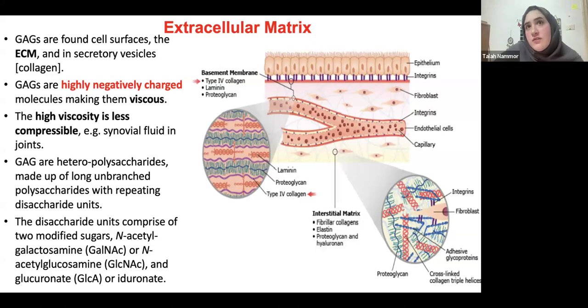We're gonna take a bunch of GAGs in a bit. Where are they usually found? Like heparan sulfate, chondroitin sulfate, or hyaluronic acid. Where are these GAGs usually found? Give me one place where it's really important for this incompressible property to happen.